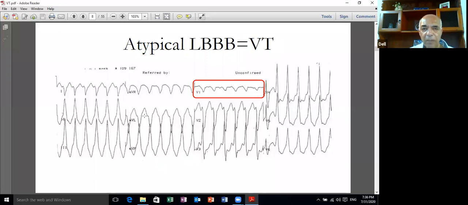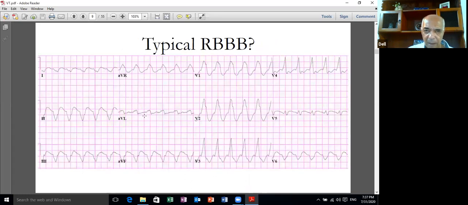Now, if you look at this 12-lead electrocardiogram, concentrate on V1: wide complex, the initial R is wide, the descending limb of the QRS is notched. That fulfills the criteria of the atypical left bundle branch block, and hence this wide complex tachycardia is a ventricular tachycardia.